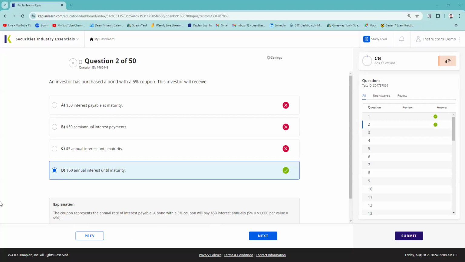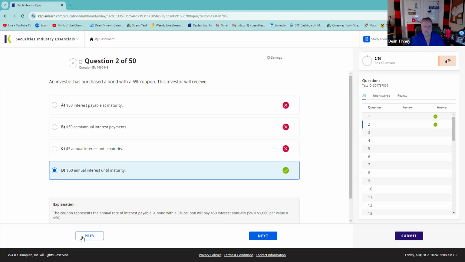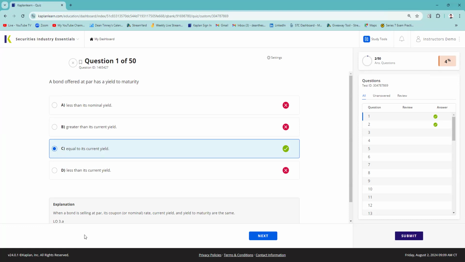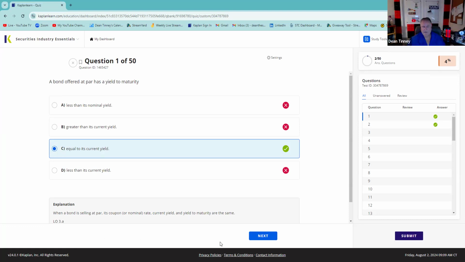Okay, perfect. Let's go back. So far you got 100%. You do get a tested bond offered at par. Relationships of yields and bond prices: you should definitely know there's an inverse relationship between bond prices and interest rates, right?